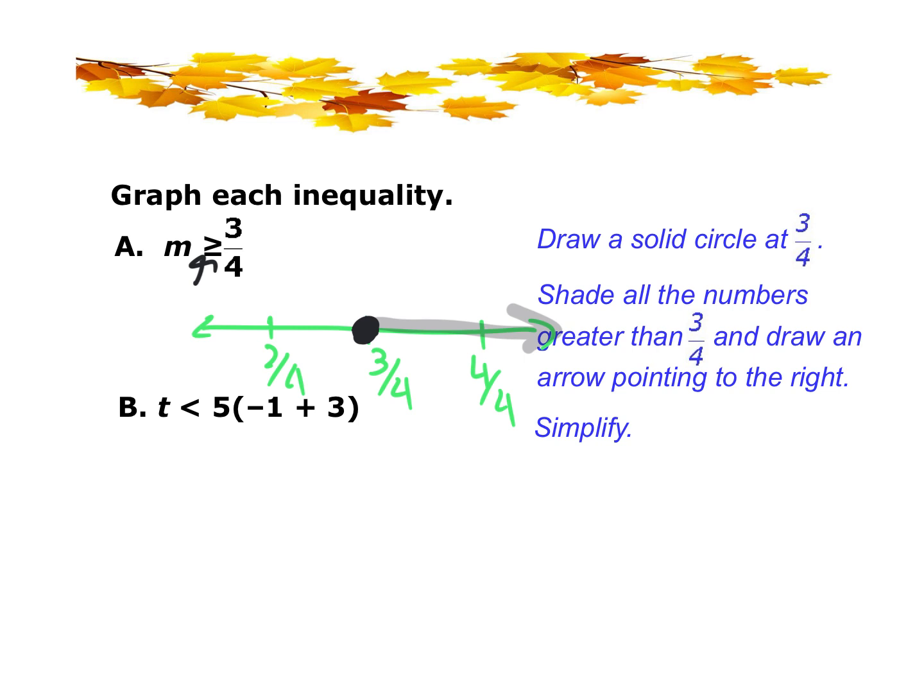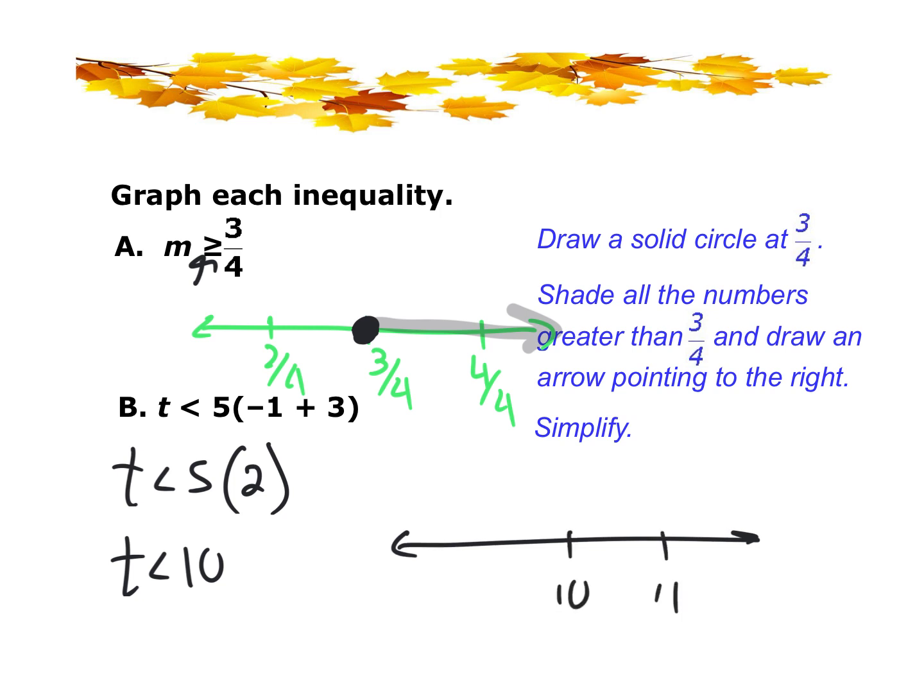Now for the second one, we have to solve it either with PEMDAS or with distribution. I'm going to use PEMDAS first. So we have t is less than 5 times -1 plus 3, which is equal to 2, to get t is less than 10. So we draw out the line.